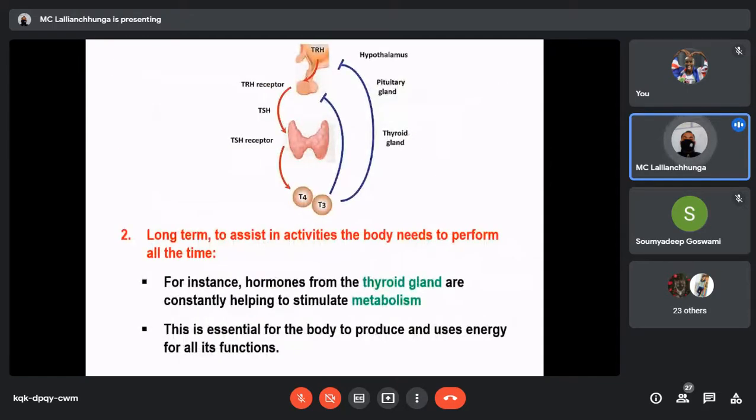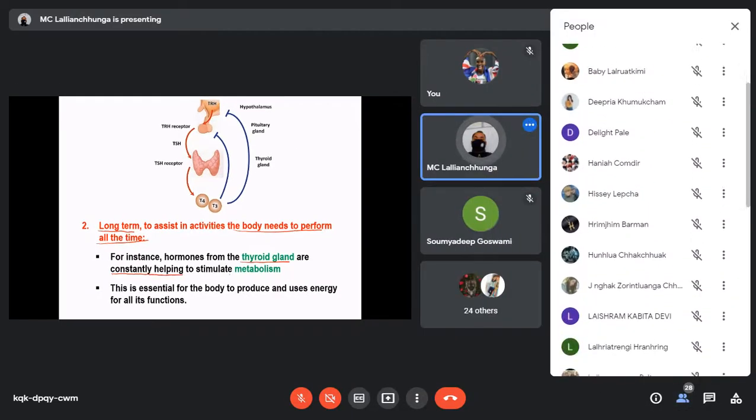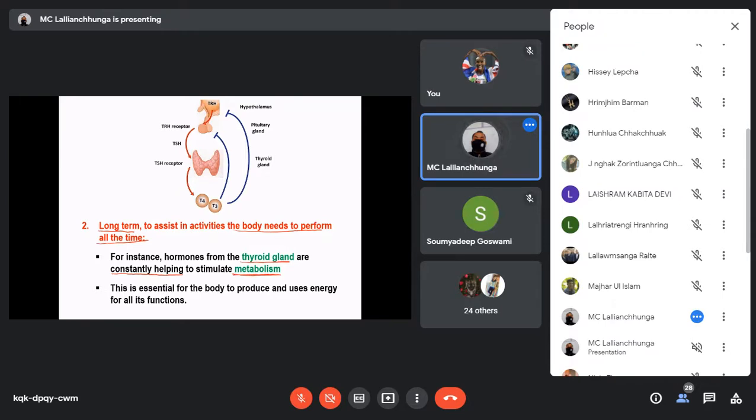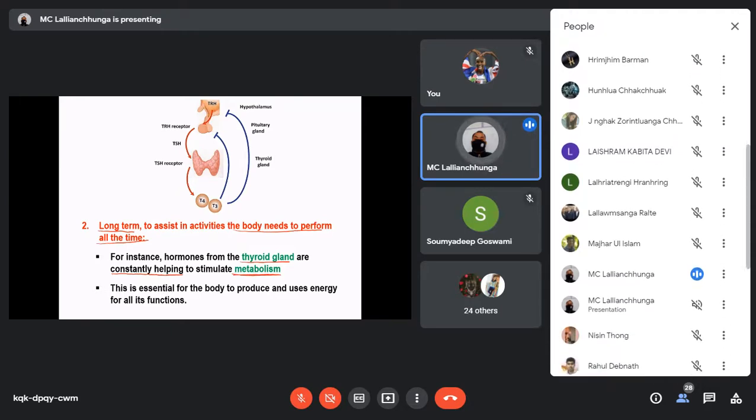Now how hormones act again, the second way is long-term, to assist in activities the body needs to perform all the time. Long-term means we can say throughout the life of an individual or the animal. Okay, there are some hormones that will do their function. For instance, hormones from the thyroid gland are constantly helping stimulate metabolism. They will always do their work throughout the life of an individual.